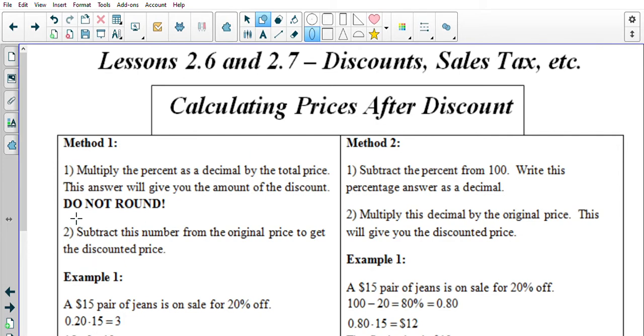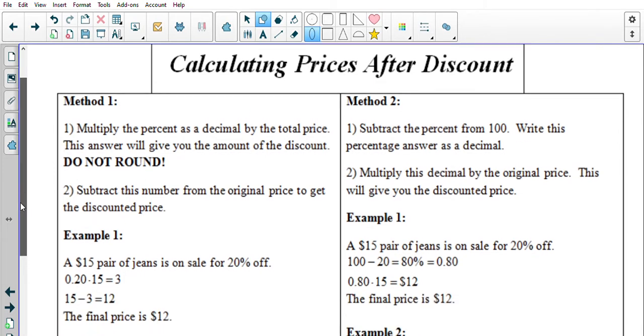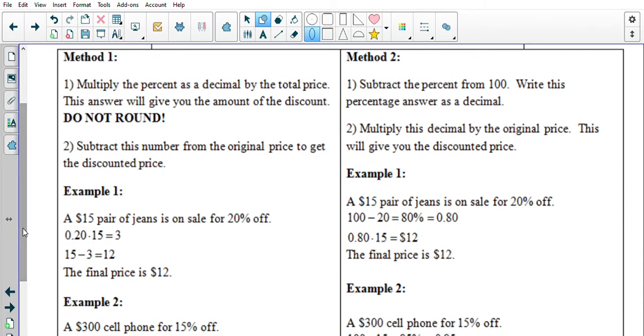I actually prefer method 2. I think it's a little bit easier, but growing up, I learned method 1. So this might be the one that mom and dad are a little bit more familiar with. And for the first few examples, we'll show you both methods, but eventually we'll just work with method 2 since it is a little simpler.